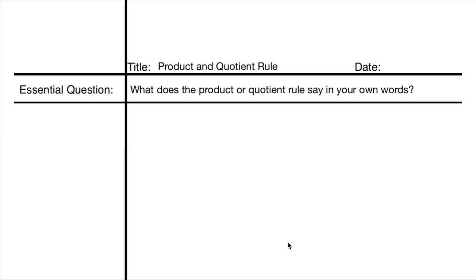All right, so today we're going to talk about the product and quotient rule. Here's our essential question. What does the product and quotient rule say in your own words? Go ahead and write the date down.